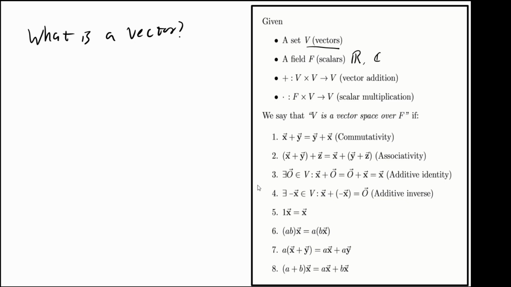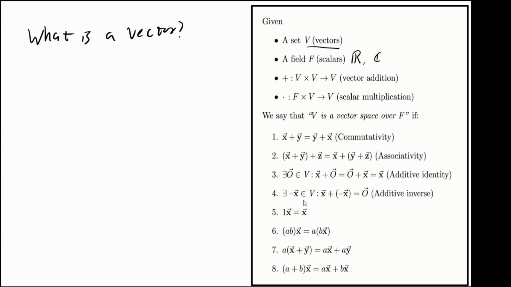Then I need to have an object in V that basically acts like 0. If I add it to anything, I get that same thing back. So adding this 0 vector doesn't do anything. They call this the additive identity because when I add it, I get identically the same thing back.